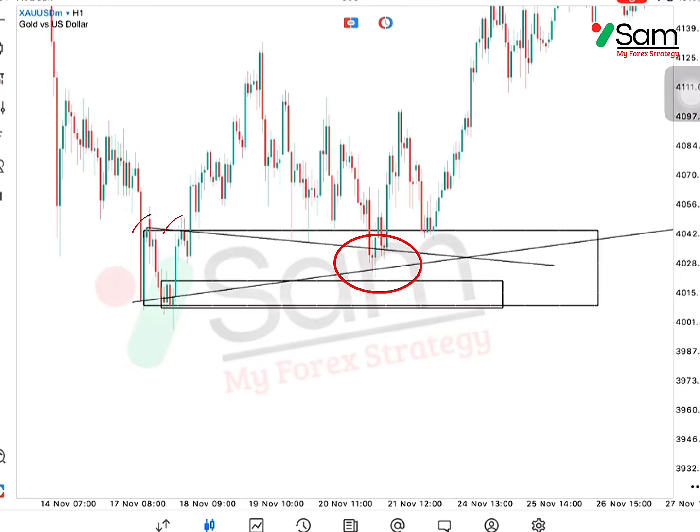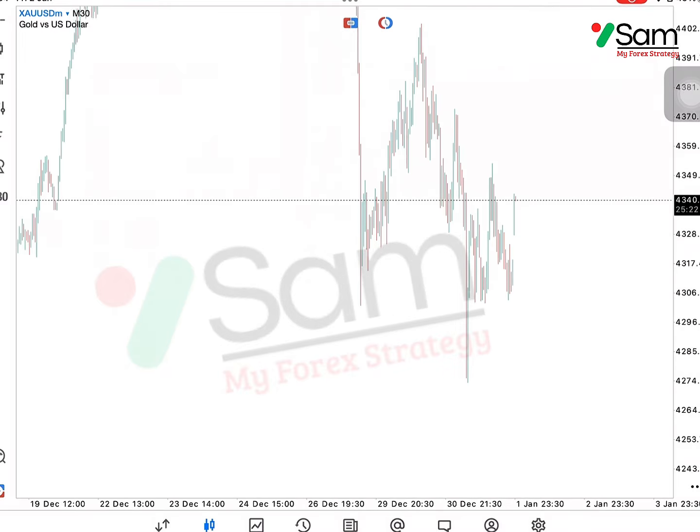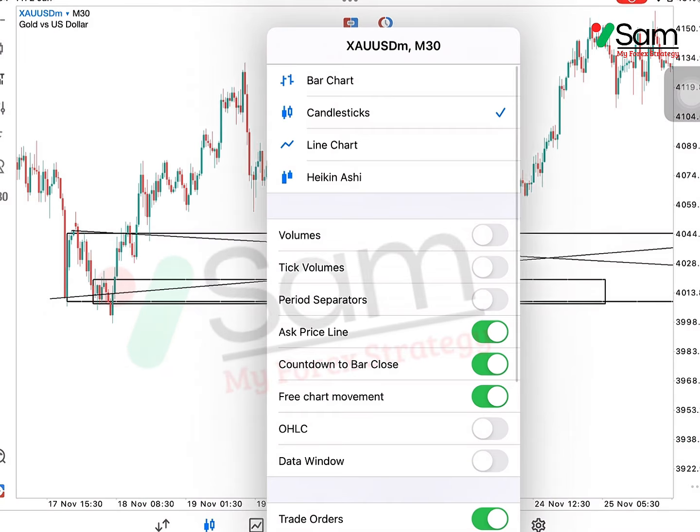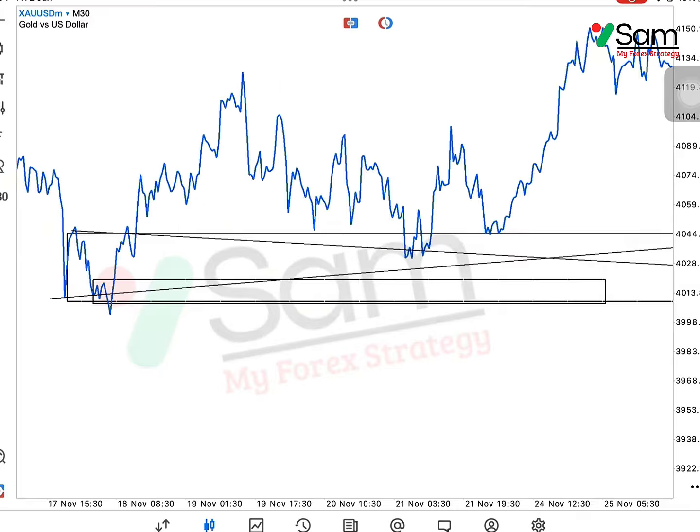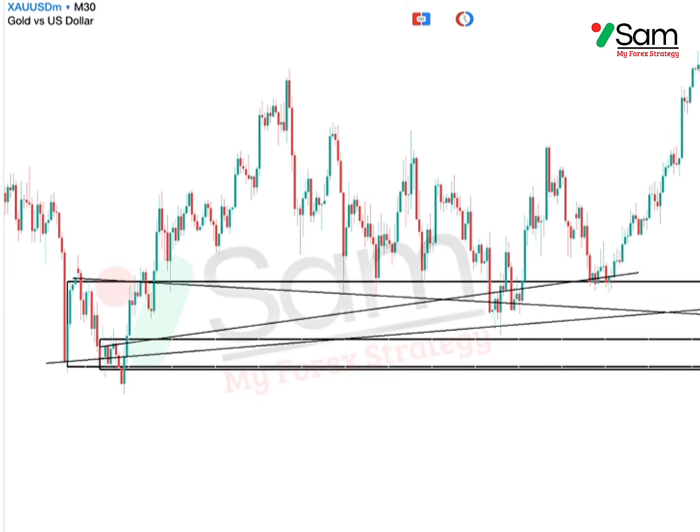If we want even more precision, we can move down again to M30 to look for engulfing patterns or trend line confluence. On M30, we can see two more resistances, which can be used as additional confluence. The lower the time frame, the more precise the entry zone becomes. From all these confluences, we now have clear reasons to enter a trade.